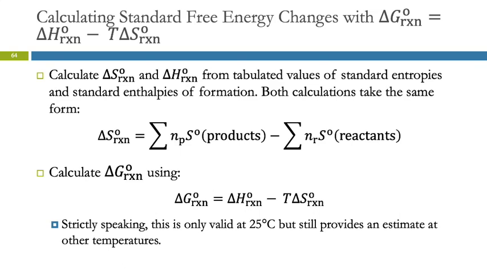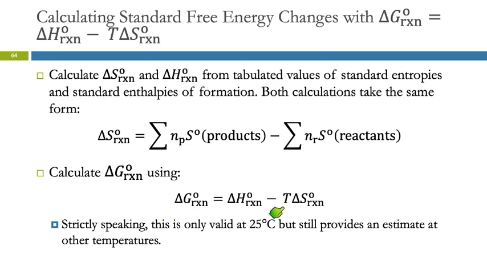So the first method, you can calculate the standard change in entropy and standard change in enthalpy from tabulated values. And the form is the same for both of them. The total change that you're looking for is the sum of the product values. If there are coefficients, you multiply the value by the coefficient. The sum of that minus the same sum for the reactants. And what helps me remember this is, delta is almost always final minus initial. So the products are the final and the reactants are the initial, right? What you're starting with.